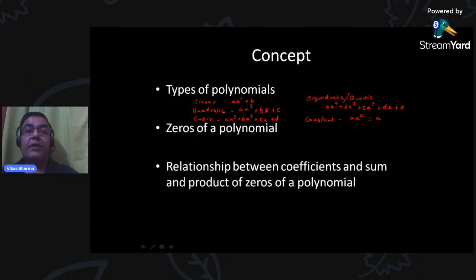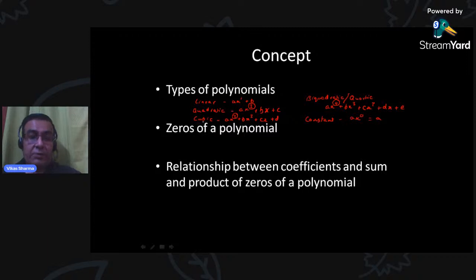A quadratic polynomial in one variable is one in which the variable has the highest power of 2. Like here we see it has a power of 2. So whenever the highest power is 2, it is called a quadratic polynomial. A cubic polynomial has the highest power of 3, so the degree of a cubic polynomial is 3. A biquadratic or quartic polynomial has a degree of 4, or the highest power of the variable is 4.